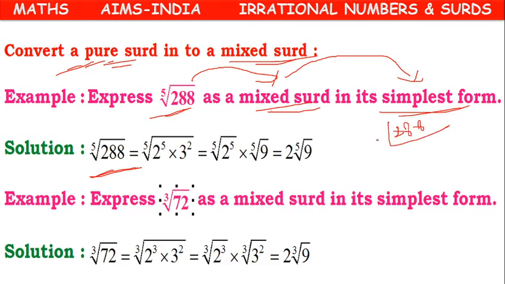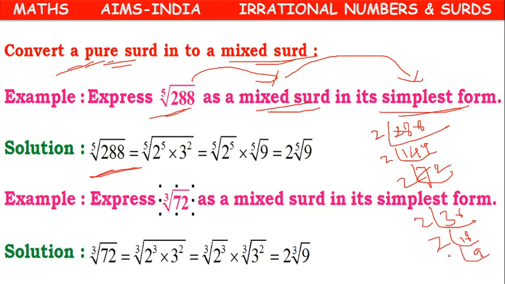So here, fifth root of 288. If we do prime factorization of 288: 2 ones are 2, 2 fours are 8, 2 fours are 8, again with 2, 2 sevens are 14, 2 twos are 4, again with 2, 2 threes are 6, 2 sixes are 12, again with 2, 2 eighteens are 36, again with 2, 2 nines are 18, again with 3, 3 threes are 9. So after prime factorization, how can we write 288? 1, 2, 3, 4, 5: 2 power 5 into 3 square.